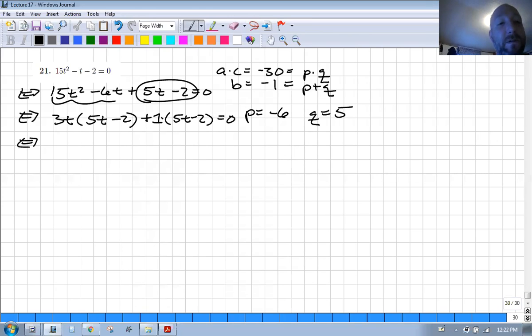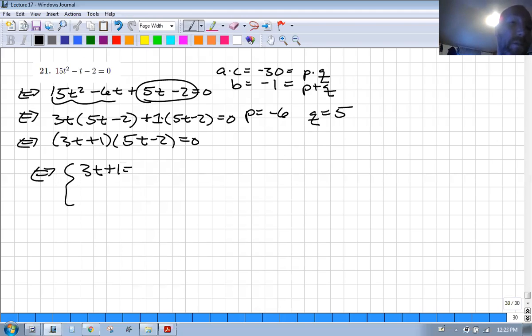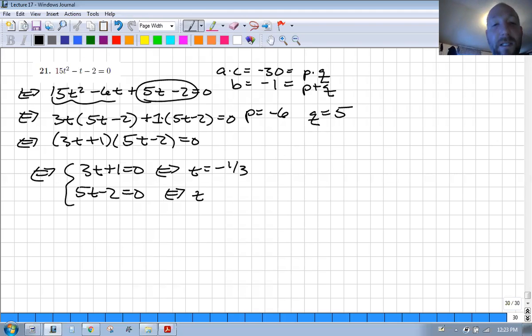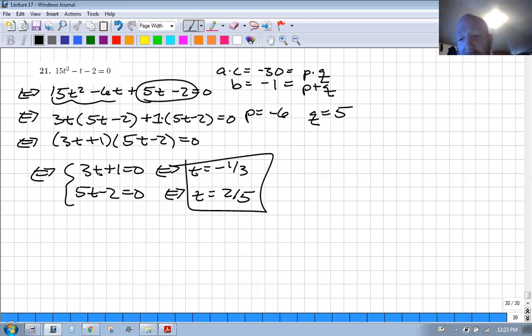So this gives us 3t and a plus 1, both times 5t minus 2. So either 3t plus 1 is 0, or 5t minus 2 is 0. This tells us t is negative 1/3. This says t is 2/5. There's our solutions for 21.